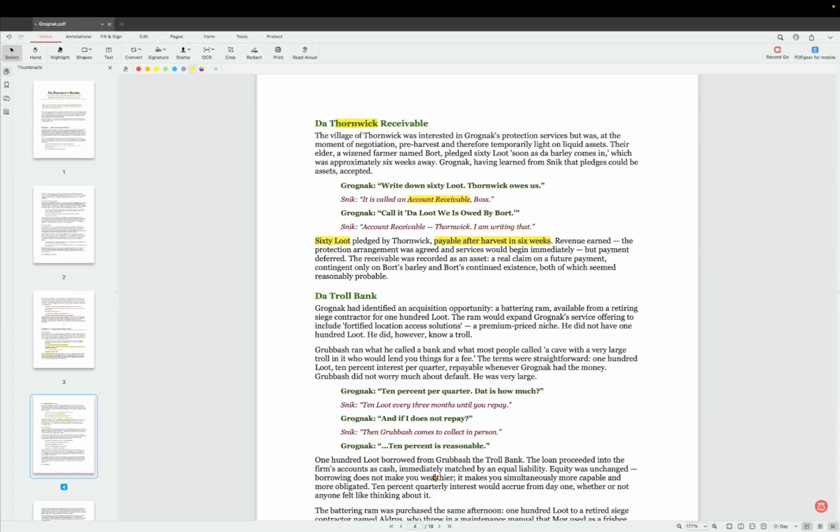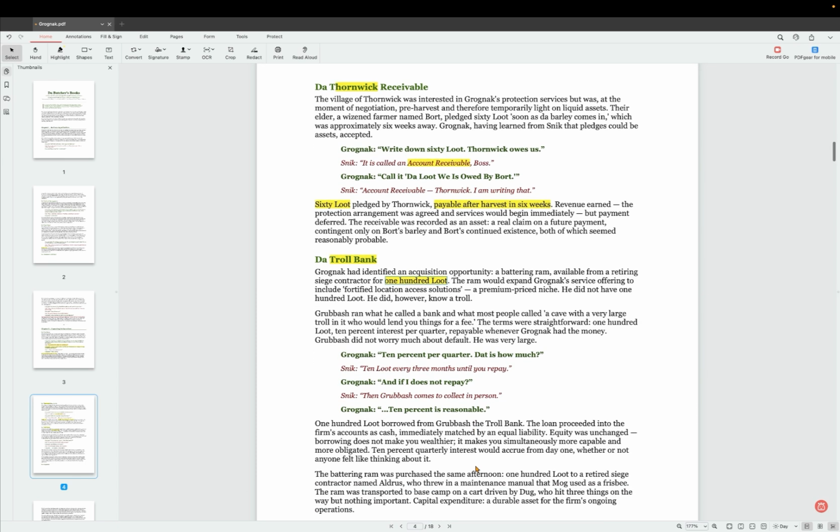So identifying the 6th transaction before recording the accounting entry. Here, the business borrows 100 loot from Troll Bank. So they get 100 loot from this Troll Bank because the company receives cash. The cash asset increases. But the company now has an obligation to repay.